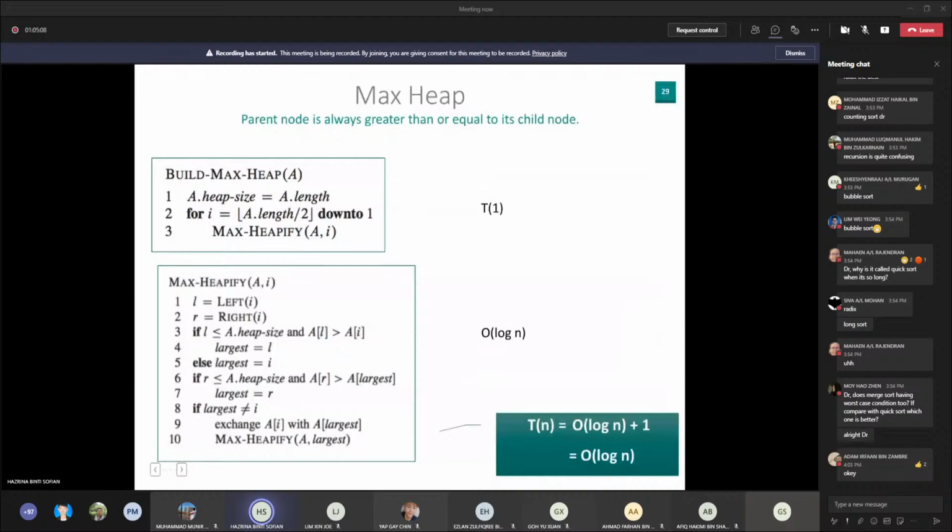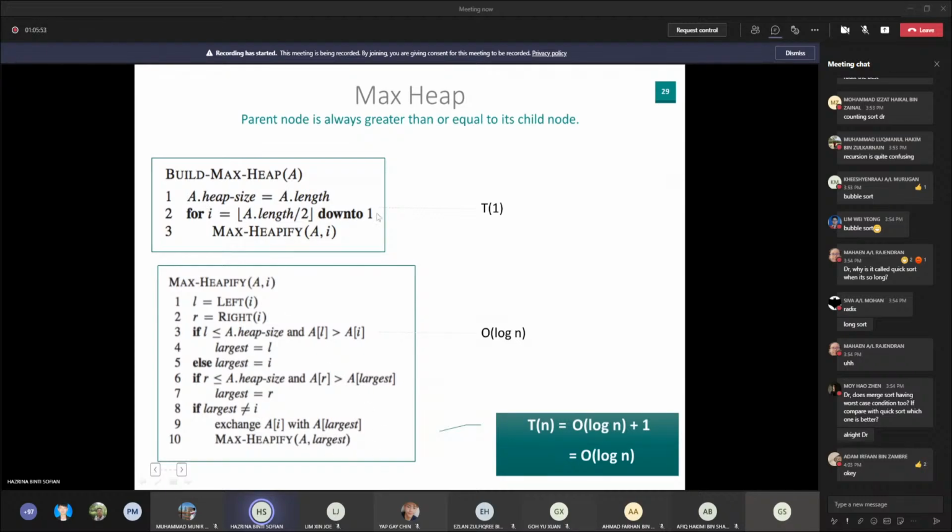Next. We have not gone to the heap sort yet. Just go one by one slowly. Right now, in order to build a max heap, we build the max heap from the heap itself. So this is the algorithm to build the max heap, to make sure that the parent is always bigger than its child.